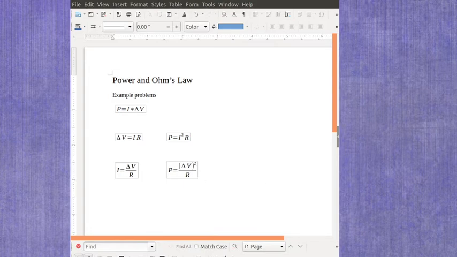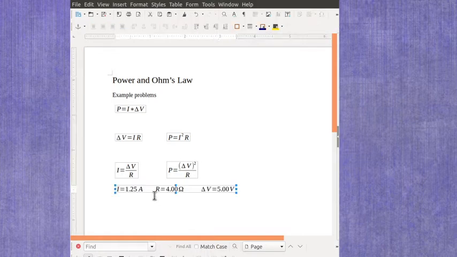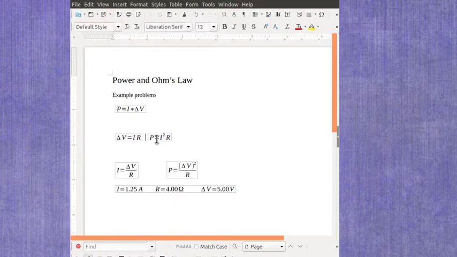Now, just to show that all of these equations actually work out the same, let's consider a case where you've got a current of 1.25 amps, a resistance of 4 ohms, and a voltage of 5 volts. These are the same as the examples I used in my earlier Ohm's law video. We're going to take a look at what this would do for each one of our cases.